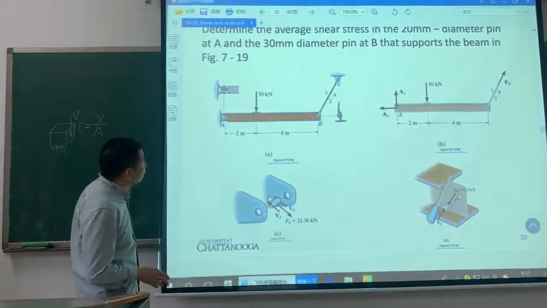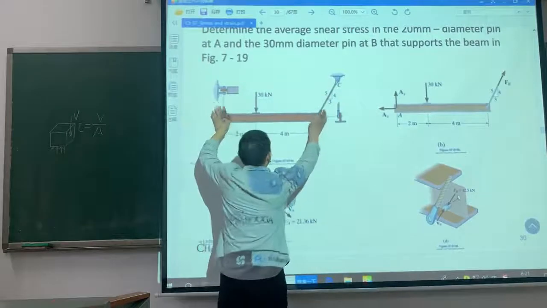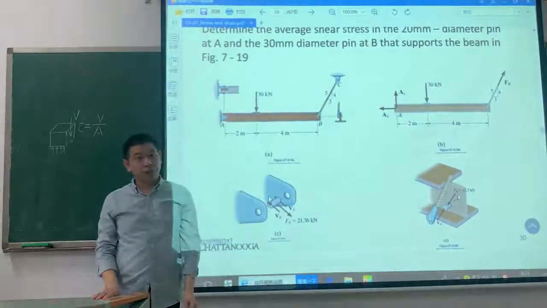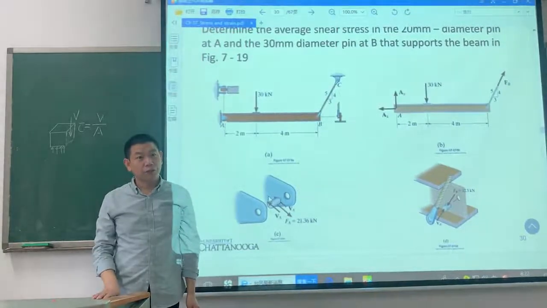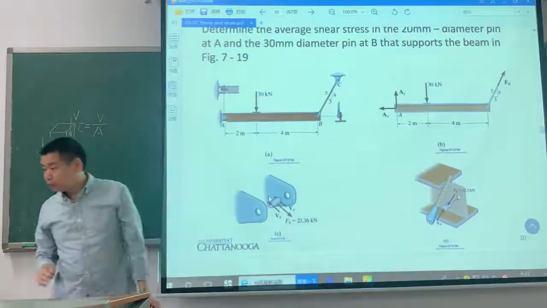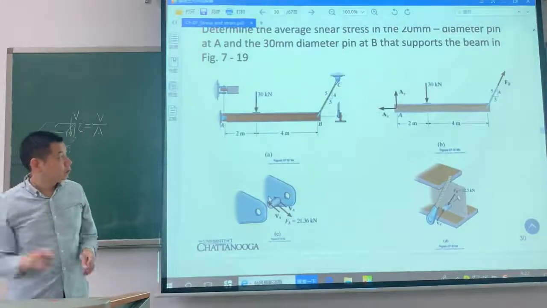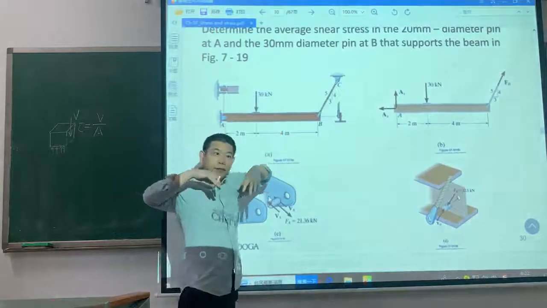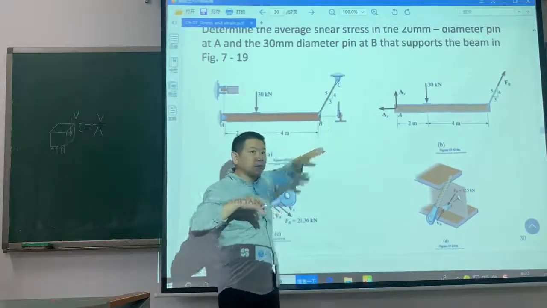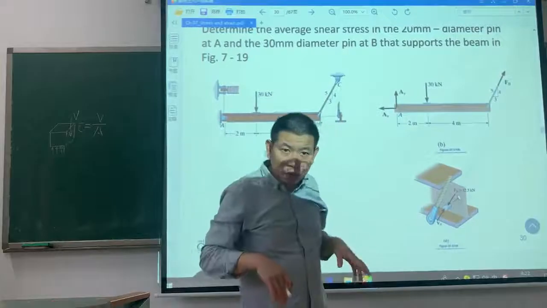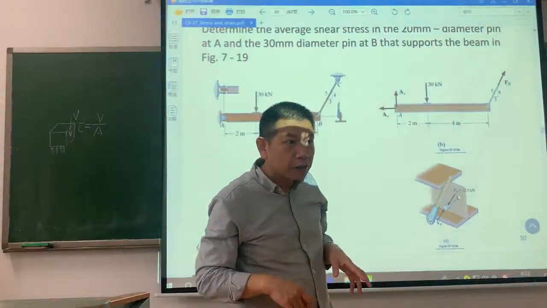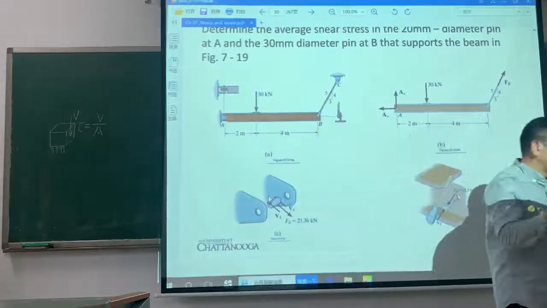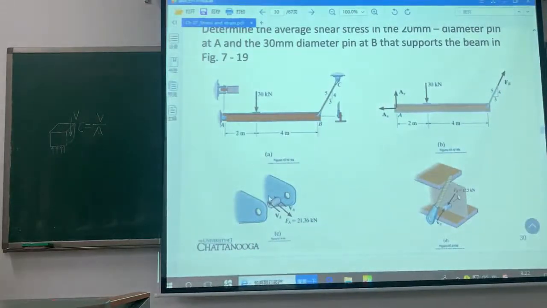At first, we have to find the reactions. I'll tell you how to find the reactions. We find the reactions at A and B. It is statics. Yes or no? Yes. I told you how to find the reactions at first.